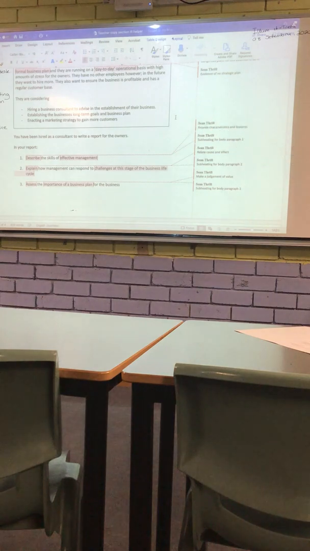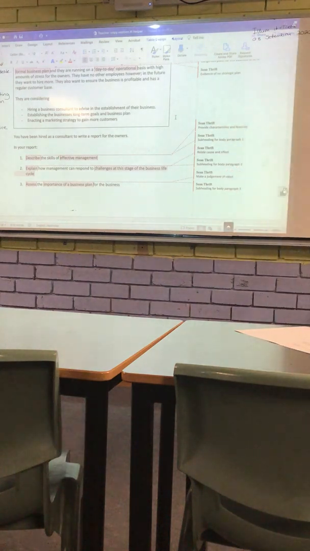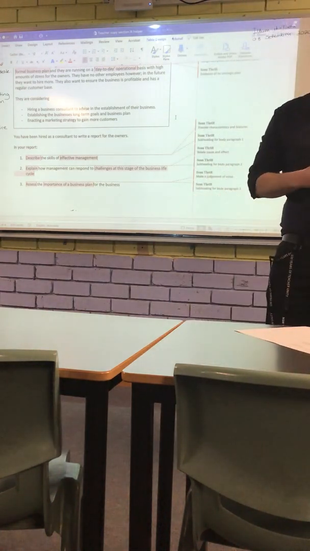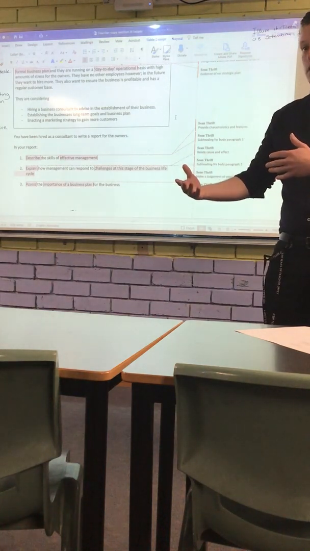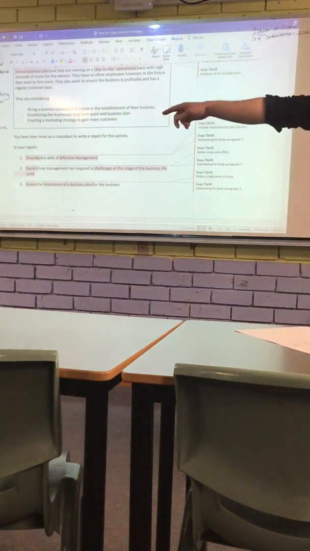Okay? So when we're looking at describe, for example, we are looking at to provide characteristics and features. What are we providing characteristics and features of? Effective management. We're providing characteristics and features of effective management. So effectively, we have to tell the audience what is effective management, what does it look like? Okay? Or more particular, the skills of effective management.